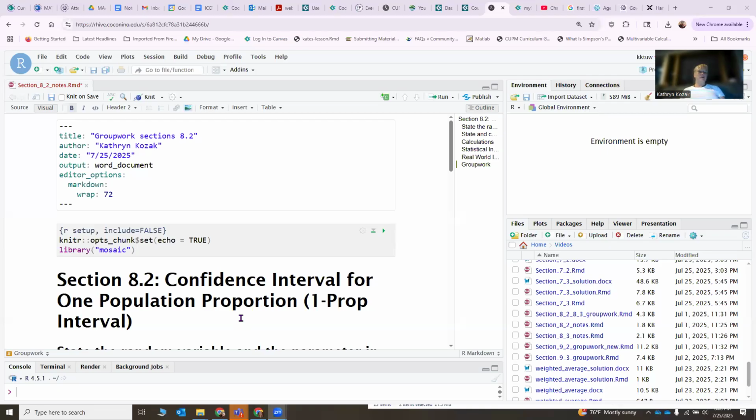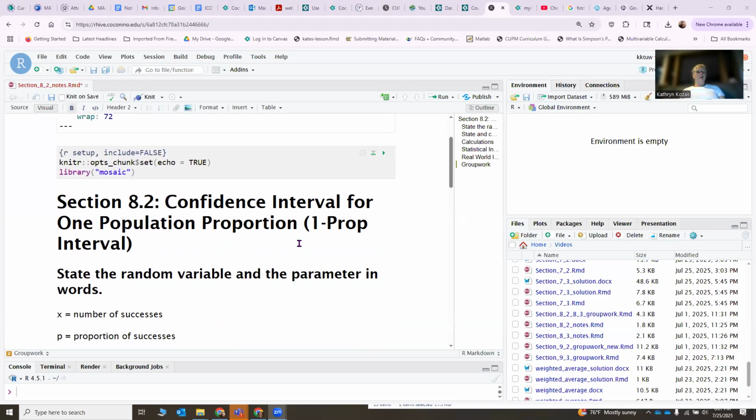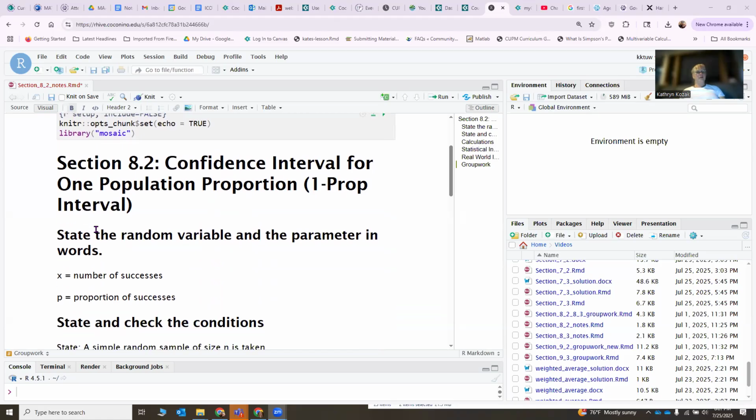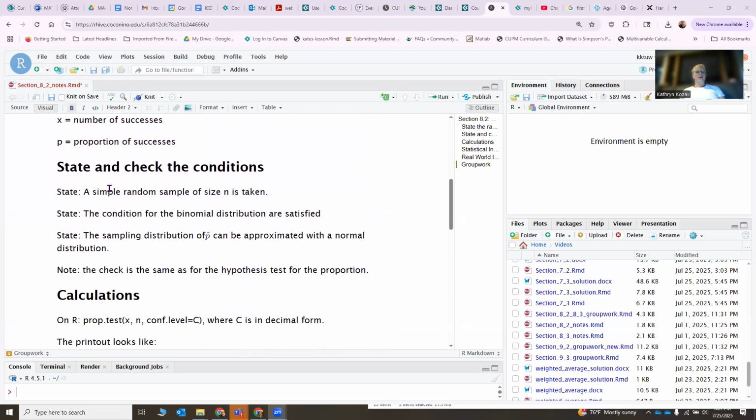Or one sample population proportion, or called a one prop interval. So as always, you're going to do the same steps you always do. You're going to state your random variable and parameter. You're going to state and check your conditions. Conditions are the same as in a hypothesis test for one proportion, and the checks are exactly the same.